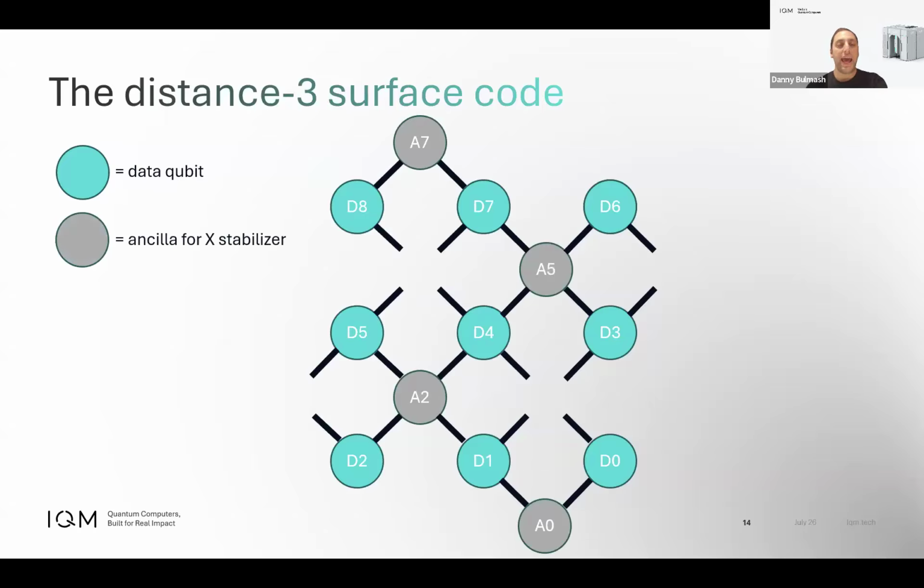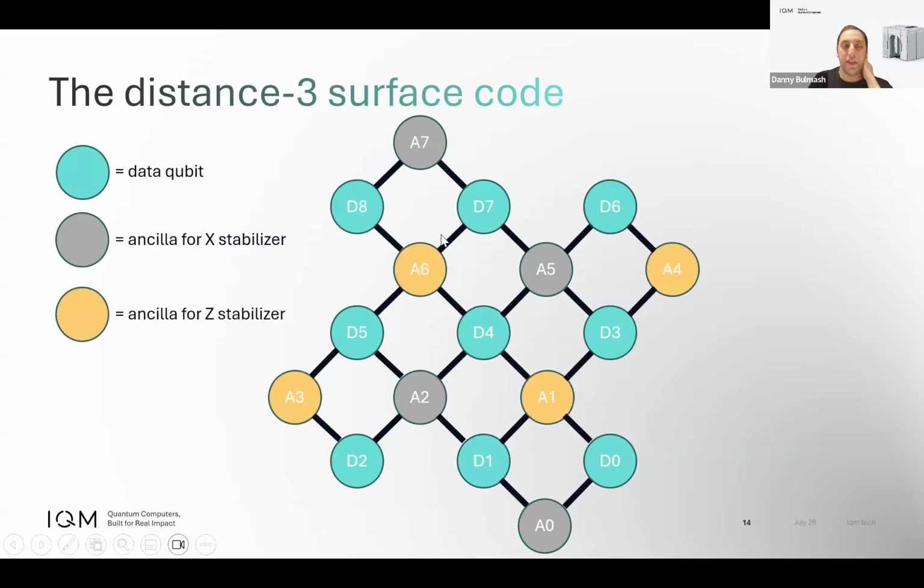So we have X stabilizers, which are measured at these 4 specific spots. We have an ancilla qubit, A0, which measures an X stabilizer that checks data qubits 0 and 1 only. So each ancilla only talks to the data qubits that it's connected to. These gray circles are X stabilizers. So there's 4 different sets of data qubits that we're doing this even-odd check for. And then there's 4 Z stabilizers, which do the same thing here.